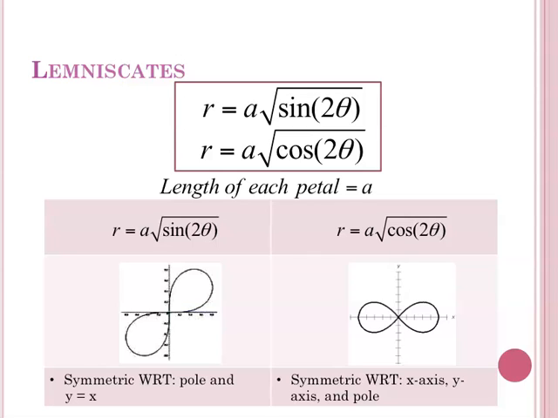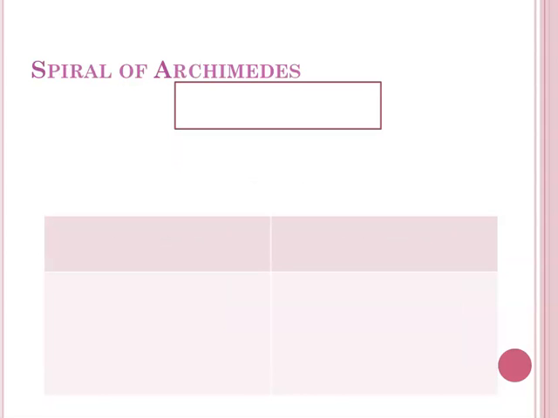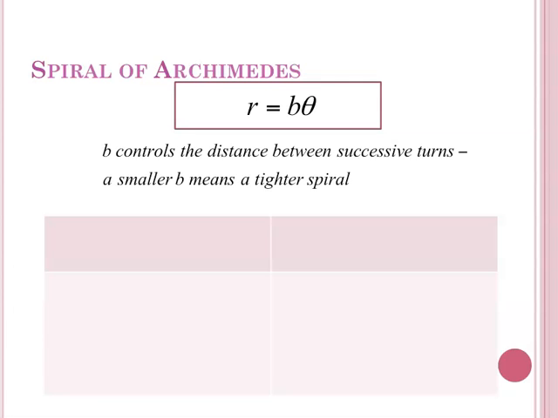Okay, and then the last group of polar graphs that I'd like to summarize are what we call the spiral of Archimedes. This is the one where you don't have sine or cosine in the equation itself. It's just r equals b times theta. Now b controls the distance between successive turns. If you have a smaller b value, you'll have a tighter spiral. If you have a larger b value, you're going to have a looser spiral.